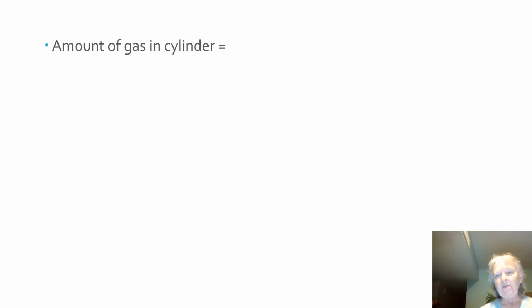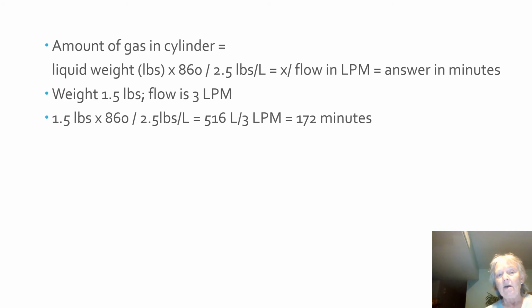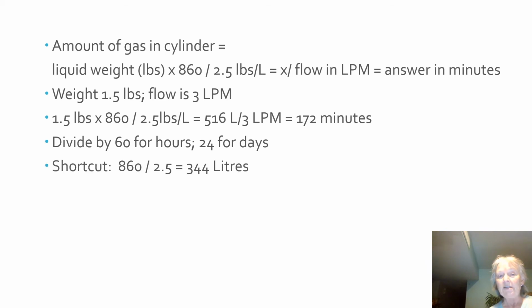So we're going to look at the amount of the gas in the cylinder, the liquid weight. You can do it this way. Liquid weight times 860 divided by 2.5, divided by the flow, gives you your answer in minutes. So if it weighs 1.5 pounds, the flow is 3 liters per minute. 1.5 times 860 divided by 2.5 is 516. Divided by 3, it's going to give you 172 minutes. Divide by 60 for hours, 24 for days.